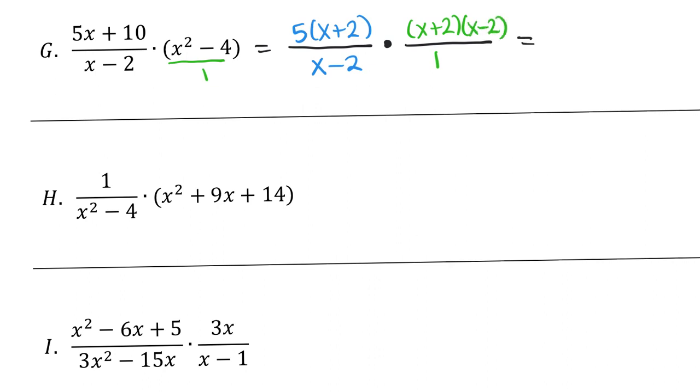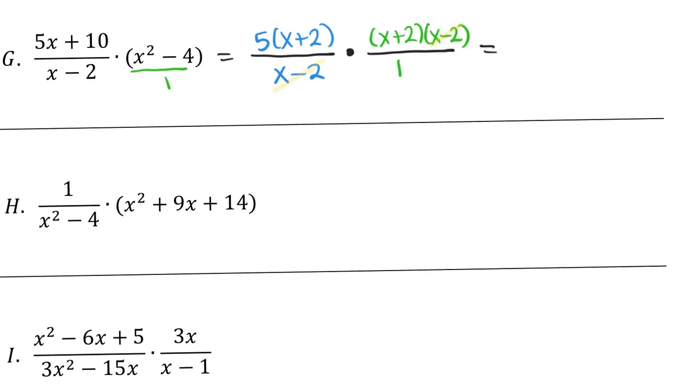Okay, let's see what cancels. We can only cancel top to bottom. So x plus 2s are both at the top. The x minus 2 is on the top and the bottom. Is that it? I think that's it. So on the top, I still have a 5, and then I have an x plus 2 and an x plus 2. You can write x plus 2 twice, or sometimes we'll say it's x plus 2 squared, just because we don't want to write it twice. At the bottom, we have a 1, and that's all we have. So we don't have to write the 1 at the bottom. We can leave it like this, but if you want to write the 1 at the bottom, that's fine too.